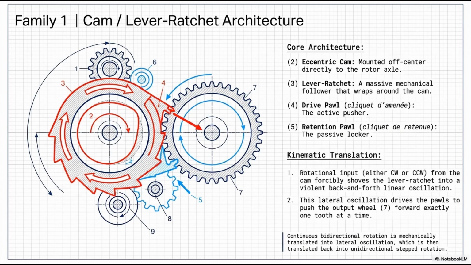7. Here is the kinematic translation. Step 1. As the rotor spins, it does not matter if it is clockwise or counterclockwise, the eccentric, off-center cam acts like a piston. It forcibly shoves the heavy lever ratchet into a violent, back-and-forth linear oscillation. Step 2. This lateral, side-to-side oscillation drives the attached pawls. As the lever rocks right, the drive pawl pushes the output wheel, 7, forward exactly 1 tooth. As it rocks left, it resets for the next push. Continuous, chaotic bidirectional rotation is mechanically translated into linear oscillation, which is then translated back into unidirectional stepped rotation.